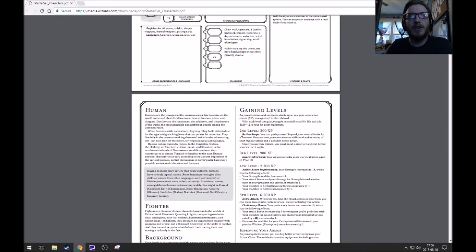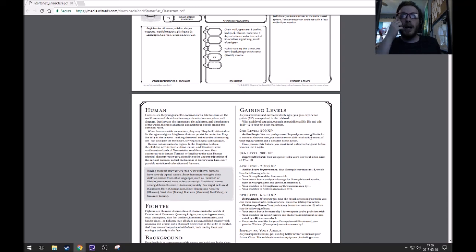So you gain the action surge ability. You can push yourself beyond normal limits for a moment. On your turn, you can take an additional action on top of your regular action and possible bonus action. It's your adrenaline surge. You swing your axe and then you see an opening and you spend your action surge and you bring your axe back up and try to cut them again.